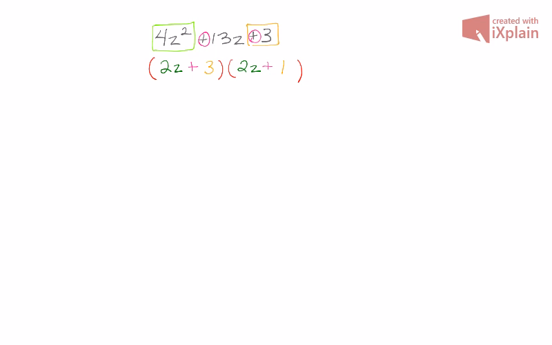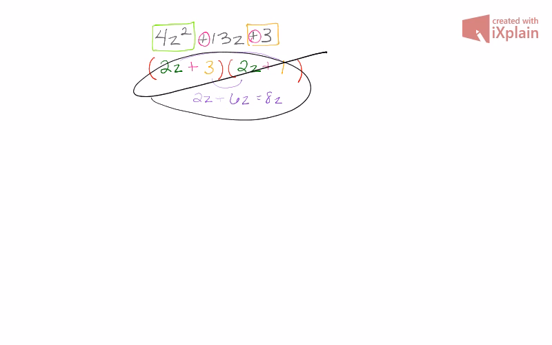So I don't know if this is correct right off the bat, because I wasn't really checking it. I was just doing one trial. So if this works, when we do the inner value, we would get 2z, because 2z times 1 is 2z. And then if we do the outer, we get a positive 6z. But when we add these together, we only get 8z. Okay, so my first trial failed. So I'm just going to go ahead and scratch that out, and we're going to try again.